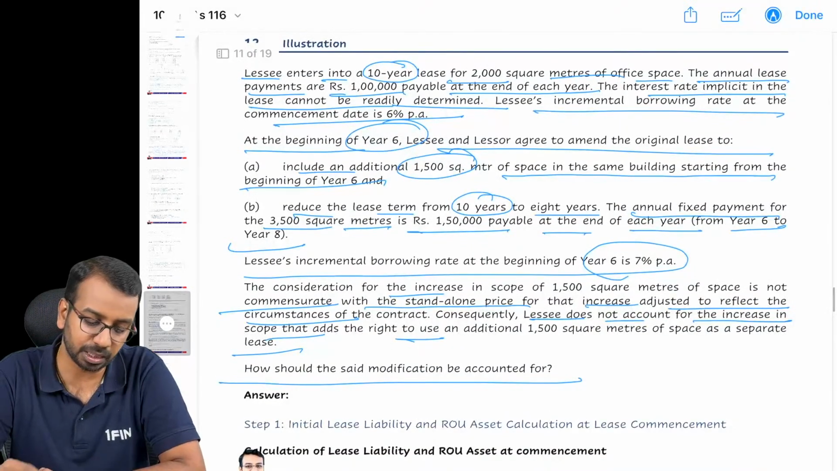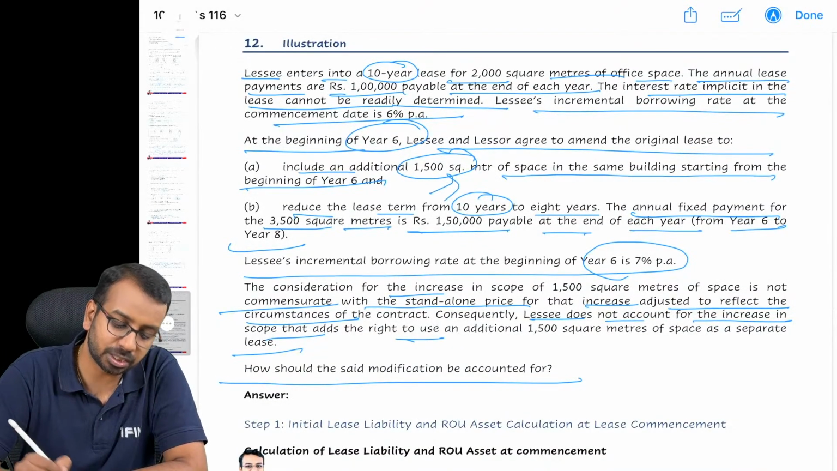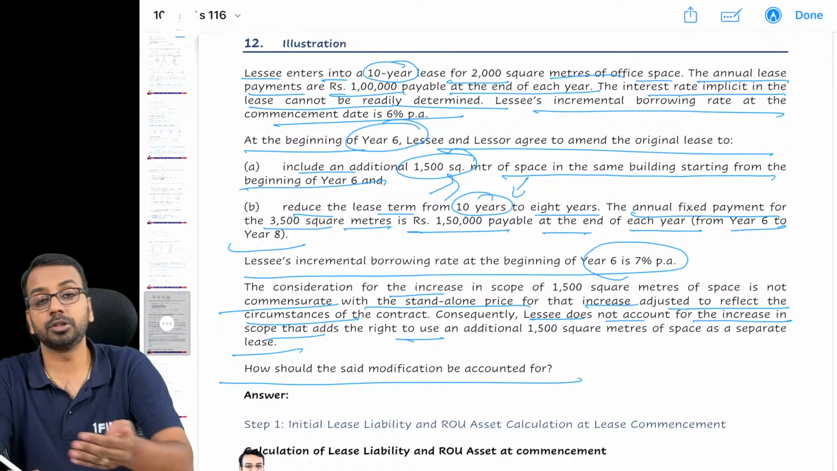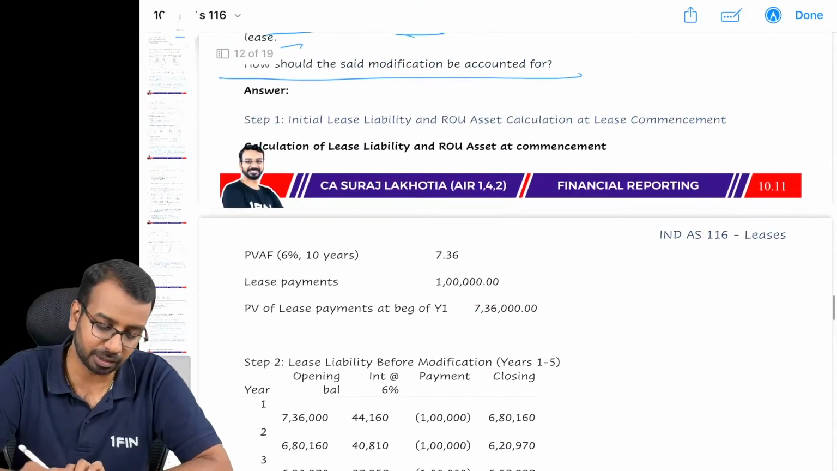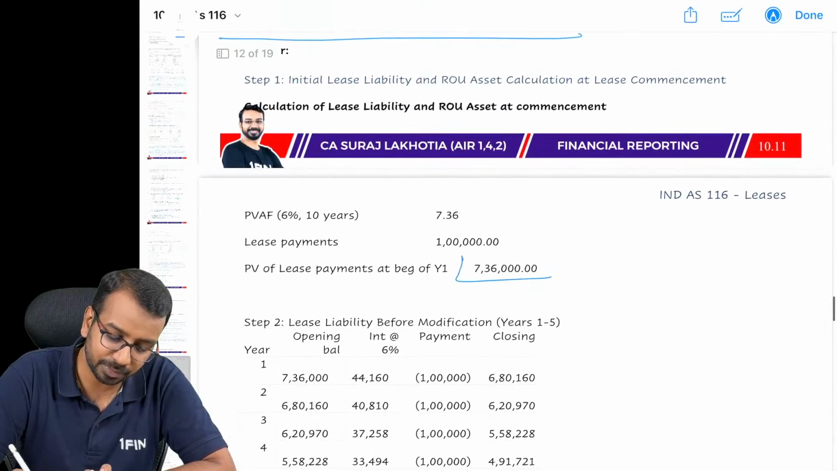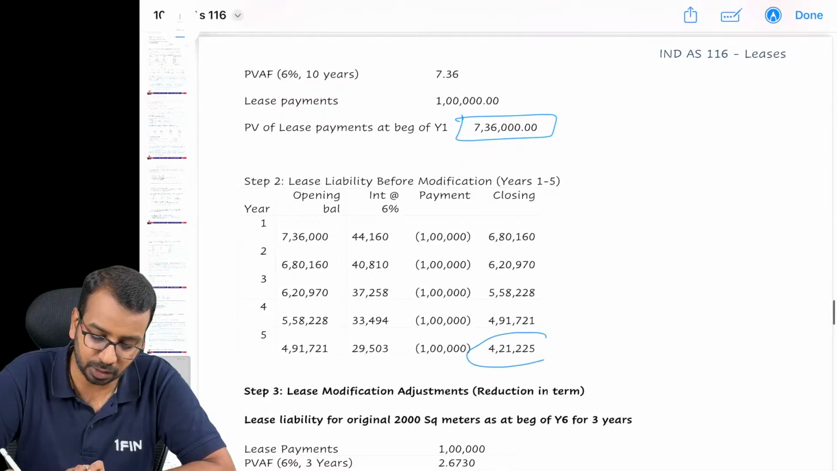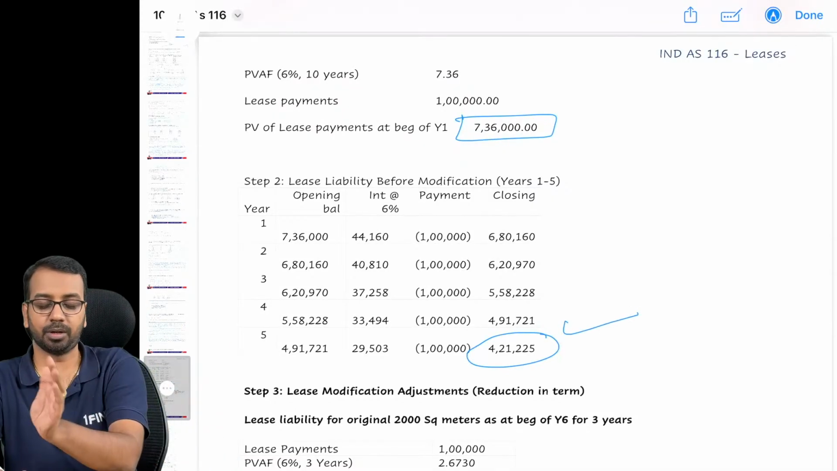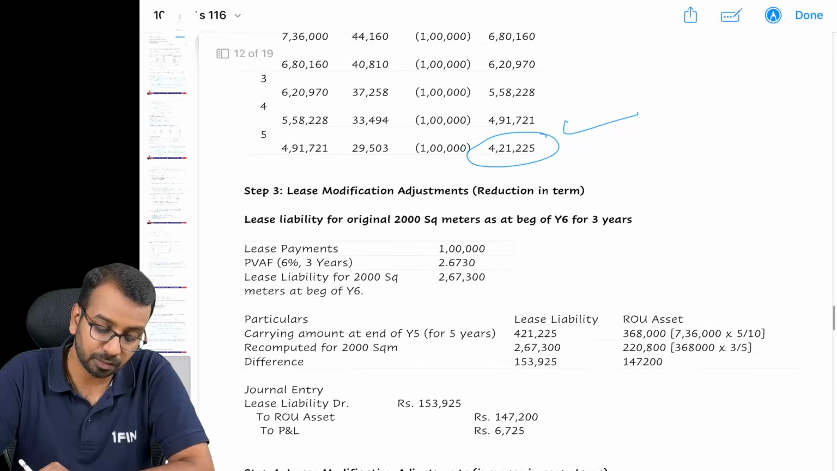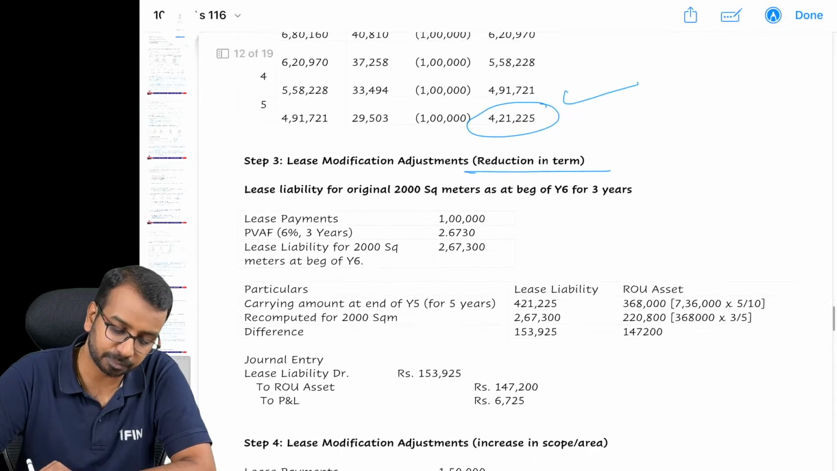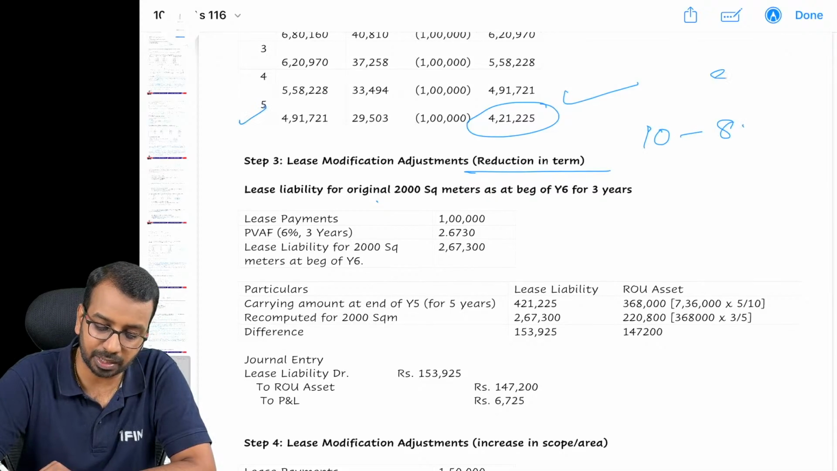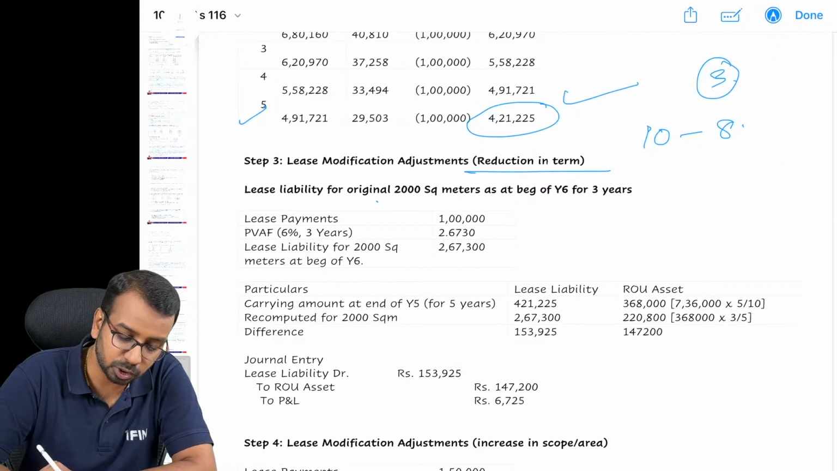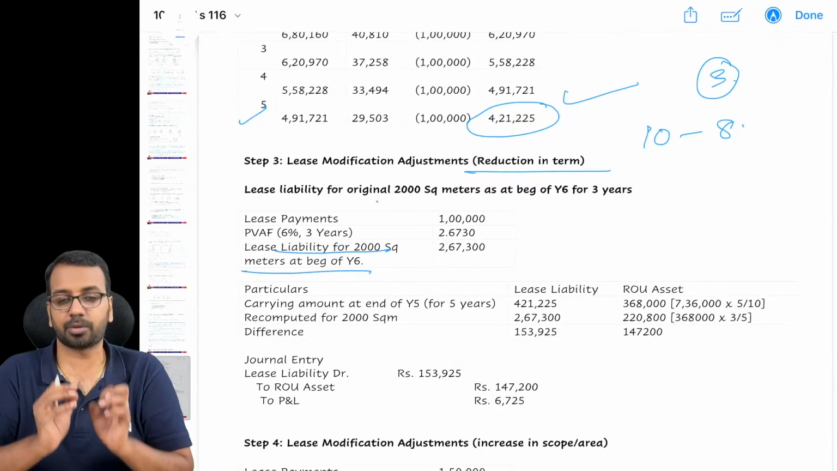So here two things are happening. Number one, additional right of use asset has come. Number two, the term has reduced. So how do we do that? First calculation is simple. Original lease liability 7,36,000. At the end of year 5, 4,21,225. You can calculate the lease liability. Then reduction in term has happened. What is the reduction in term? From 10 years, it has come down to 8 years. 5 years are done. Now we are left for 3 years. Okay. For the 3 years, what is the lease liability? That is about what we have to ask.